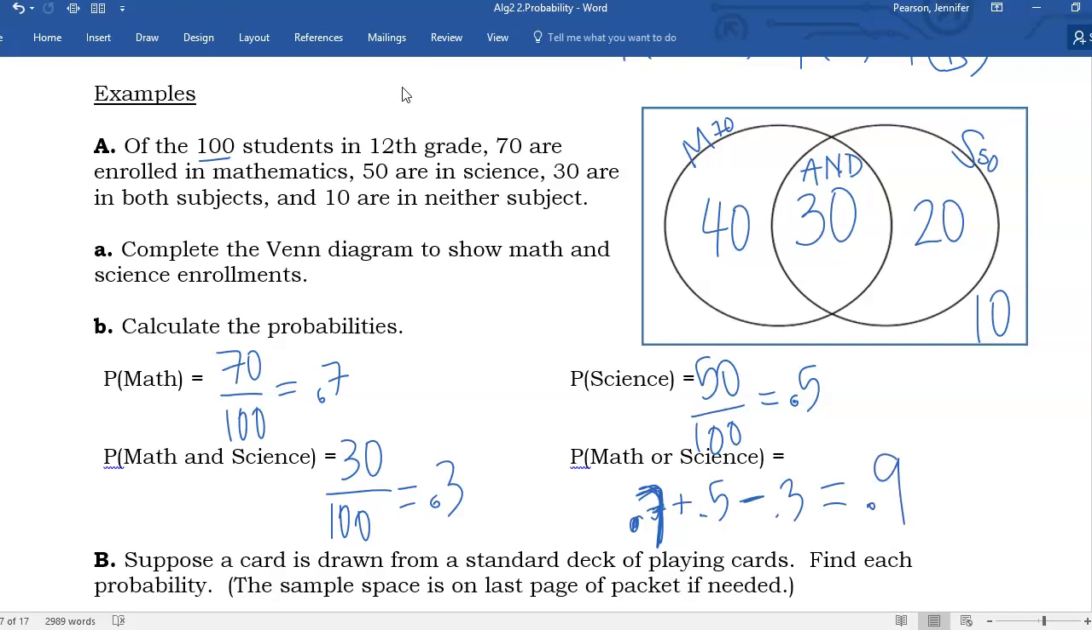Now that's not the only way to get this answer. I just wanted to show you how we use that formula. We could have just added the three values inside, 40 and 30 and 20. That's also a 0.9. We could have also used our complement. Math or science would be not this guy, right? So if I have 10% outside the circle, that would leave me with 90% to get to 100% altogether inside those regions, okay? So 0.9 or 90% are in math or science.